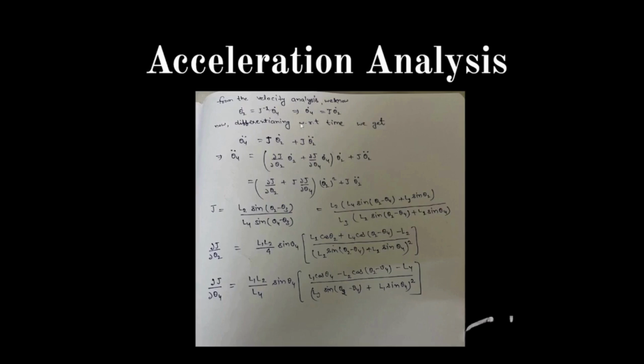Now, to obtain acceleration, we know that we have to differentiate velocities. So, differentiating this equation with respect to time, we get theta 4 double dot is J dot into theta 2 dot plus J into theta 2 double dot. And now, if we simplify this further, we will finally get the accelerations.